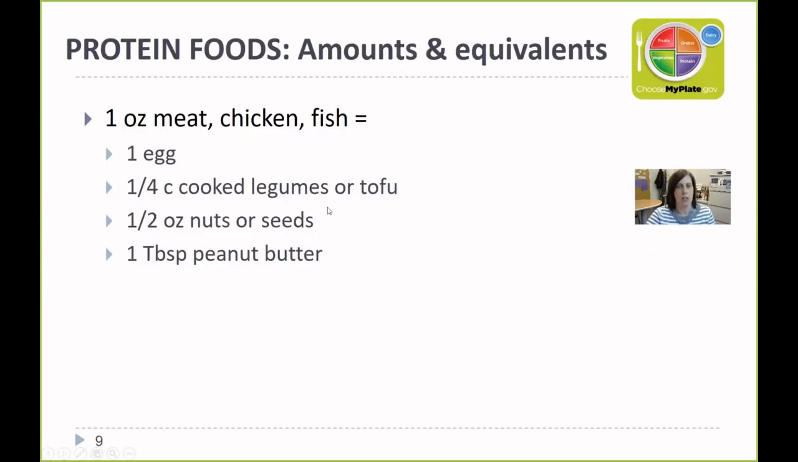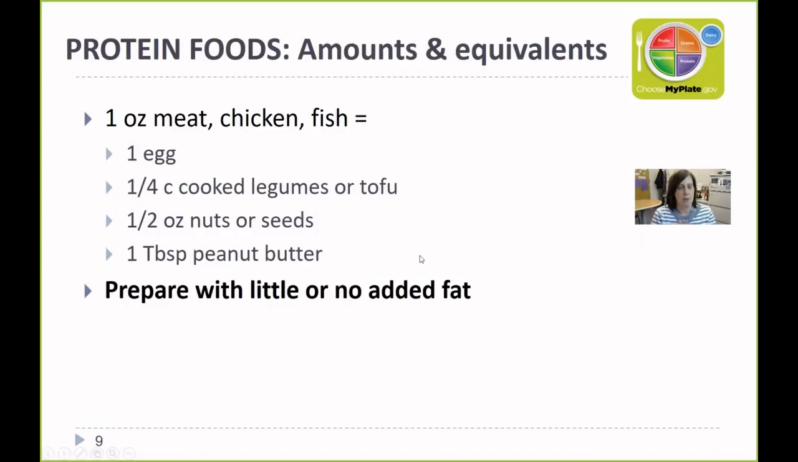Well, what about other things like nuts and eggs, peanut butter? How does this work in legumes? So one egg is equal to a 1 ounce protein foods equivalent. 1/4 cup of cooked legumes or tofu is considered a 1 ounce protein foods equivalent. 1/2 ounce of nuts or seeds is considered a protein foods equivalent, or 1 teaspoon of peanut butter. So with this, the consumer message is prepare with little or no added fat.